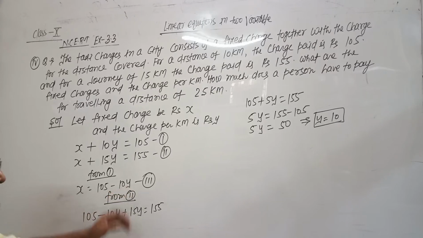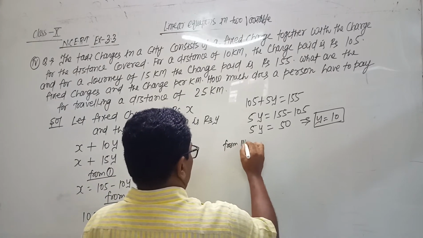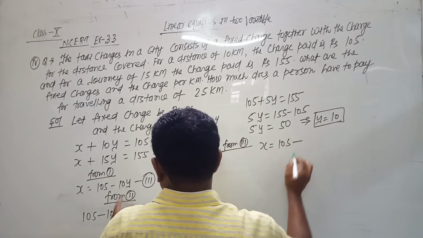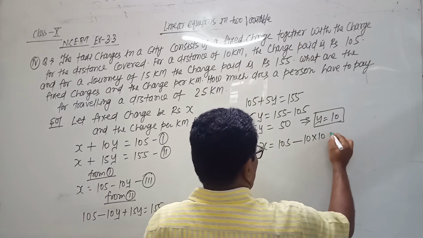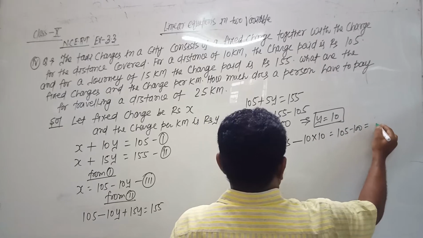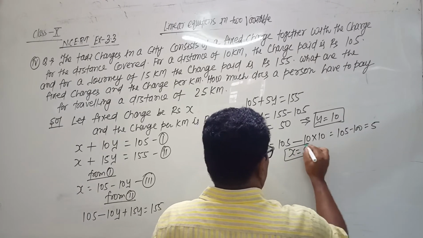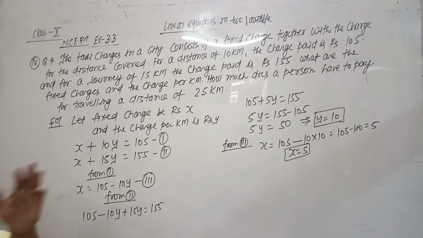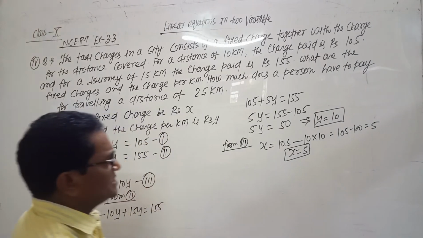Now put the value of Y in the third equation. So from the third, X equals 105 minus 10Y. So 10 into the value of Y, which is 10, gives 105 minus 100, which means 5. So the value of X comes to be rupees 5 and the value of Y is rupees 10. Means the fixed charge is rupees 5 and the charge per kilometer is rupees 10.